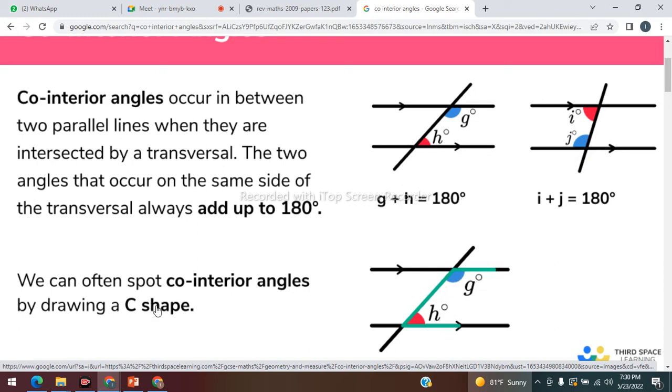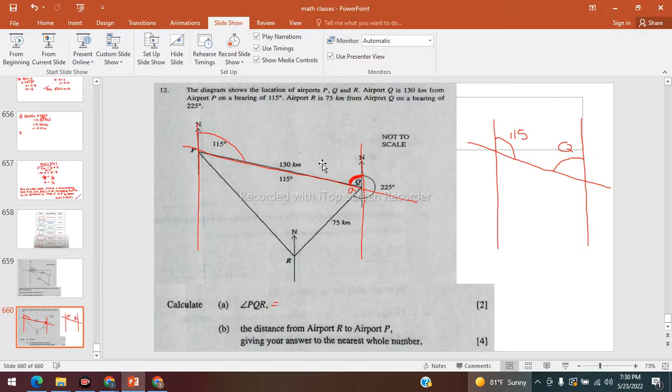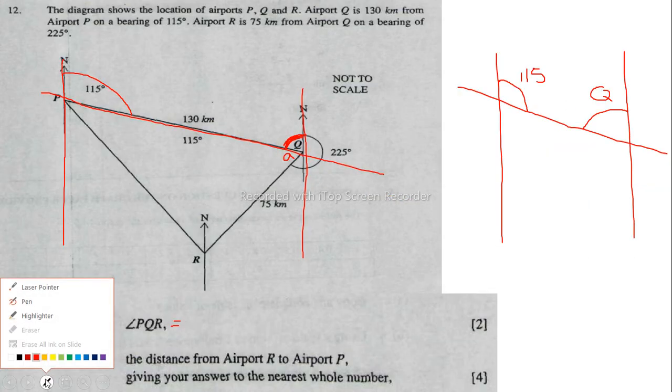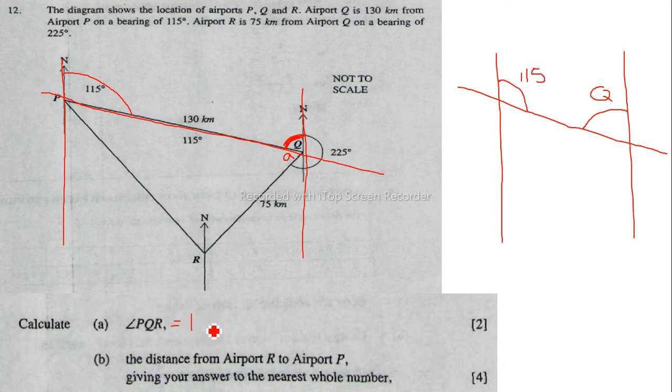And like they say, they shape like a C. Right? So we have a transversal, two parallel lines. The ones on the inside are co-interior angles. And so we have the same thing going on. Transversal, two angles. And so it's going to be 180 minus 115. It's going to be equal to what? 65 degrees.